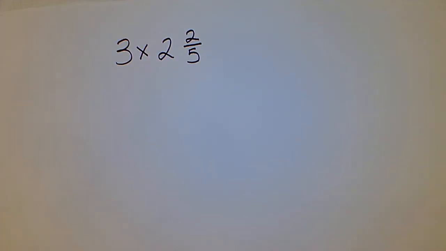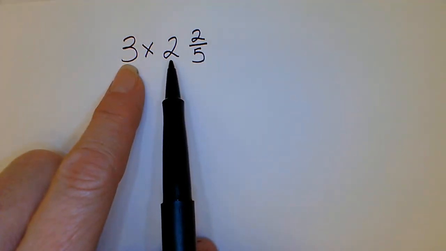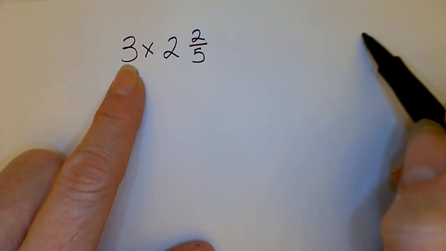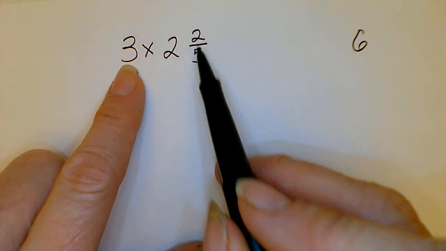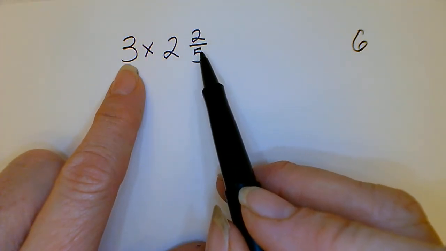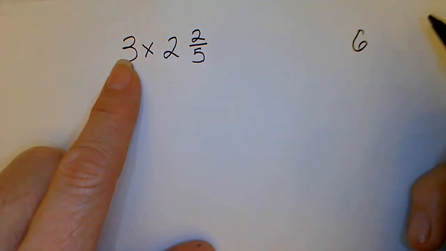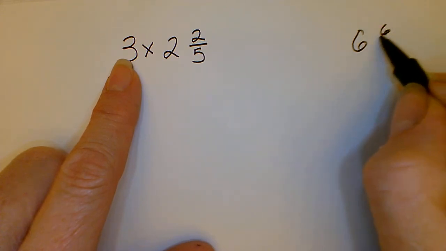So now again, if you are already feeling really comfortable with this, you could say, well, again, I have 3 times 2, and I would go ahead and put my 6 down, and then I'd say I have 3 times 2/5, and if you remember your ways of doing that, you'd say 3 times 2 is 6, and you'd end up with 6/5.